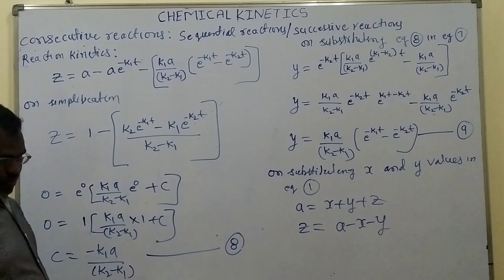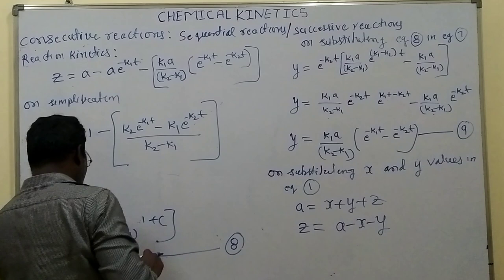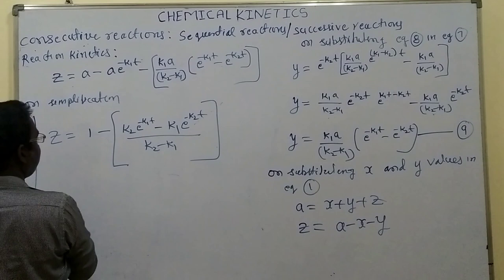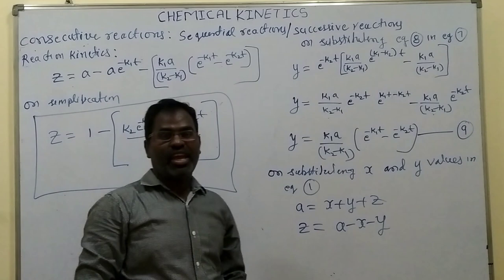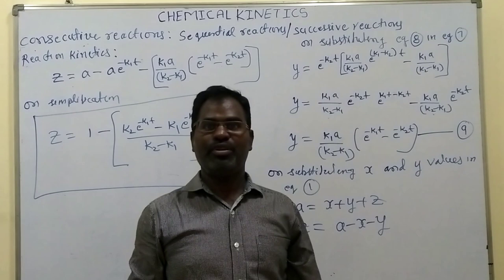So this is about the calculation of the concentration of the final product C, the final product C value. This is about the calculation of the concentration of A, B and C by using the integral equations. Now I will stop here.